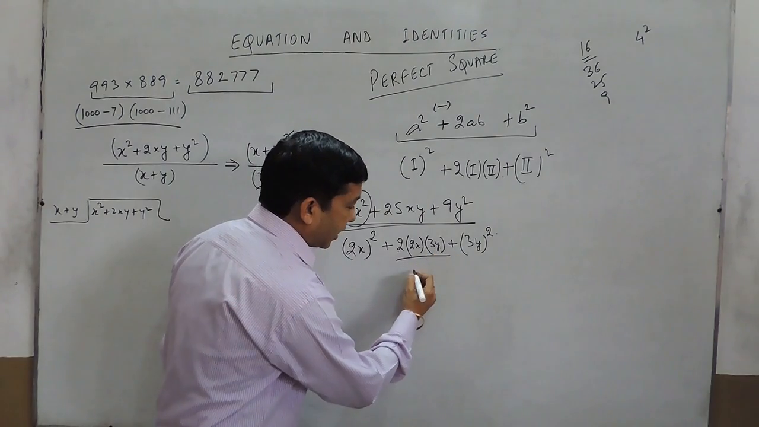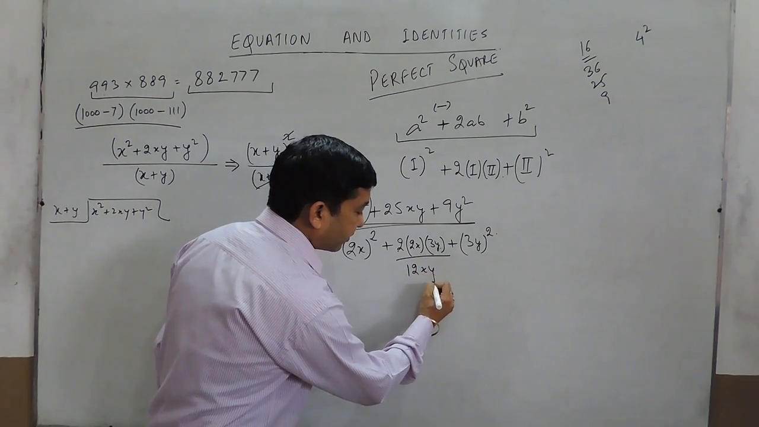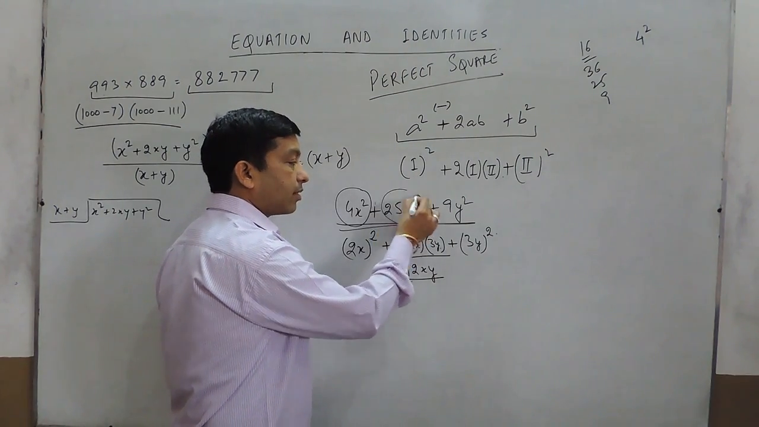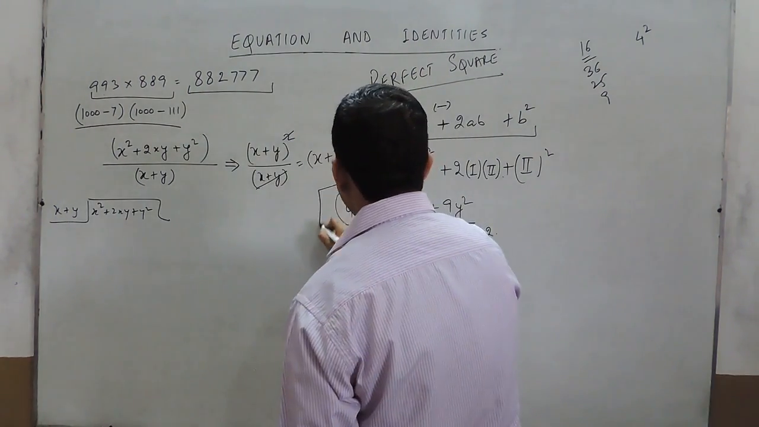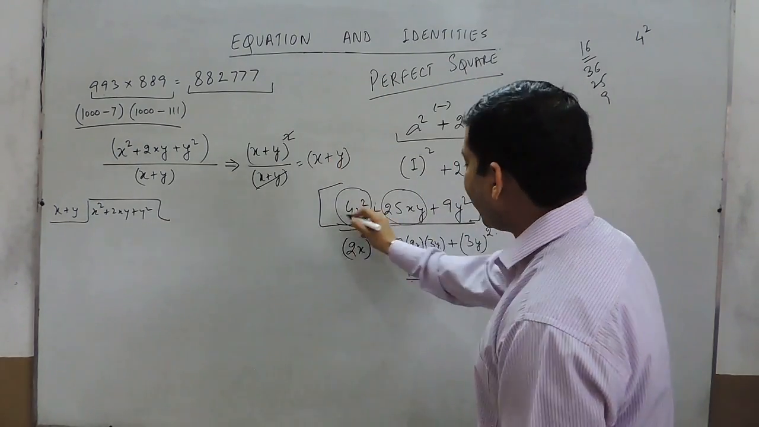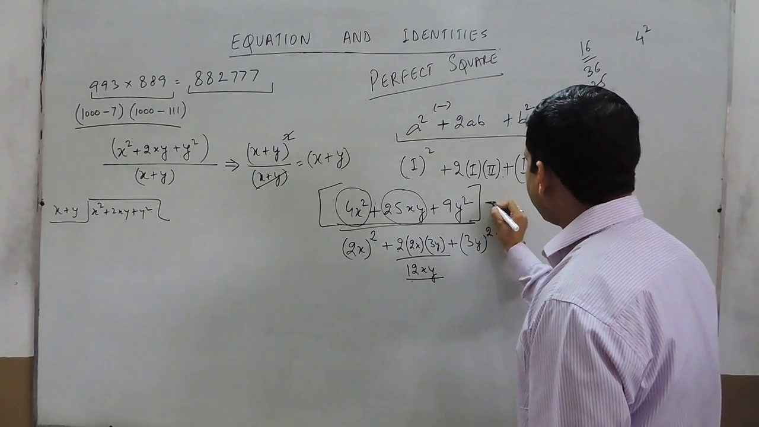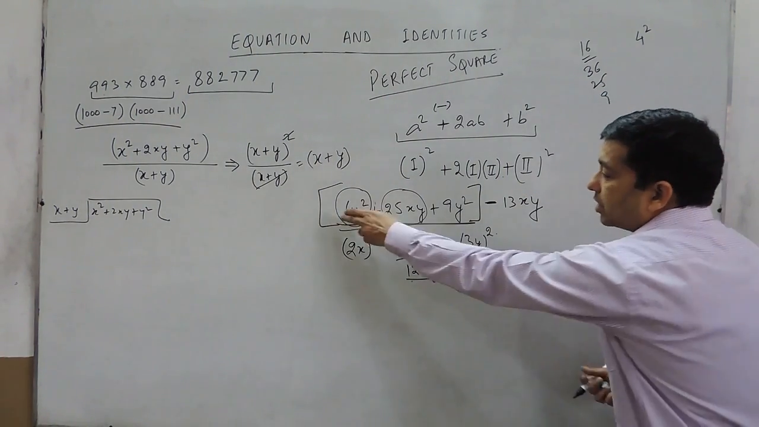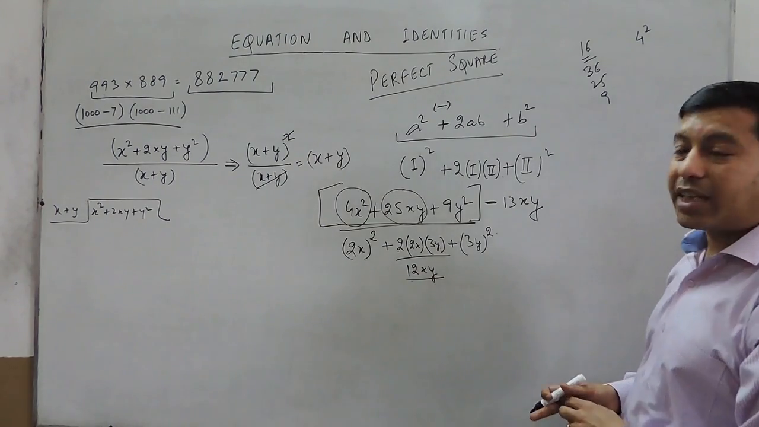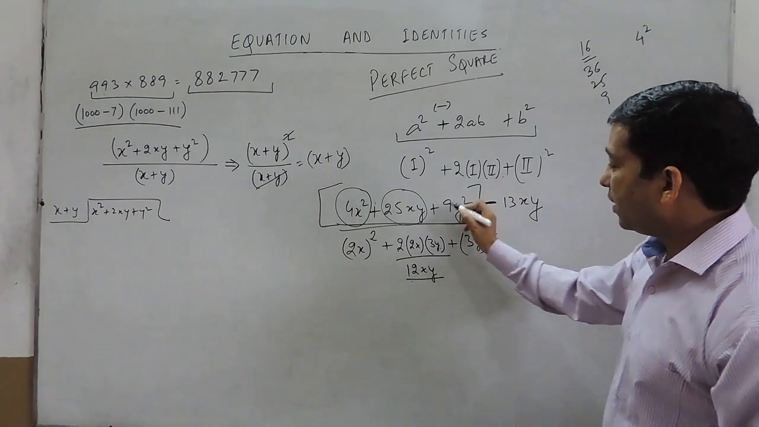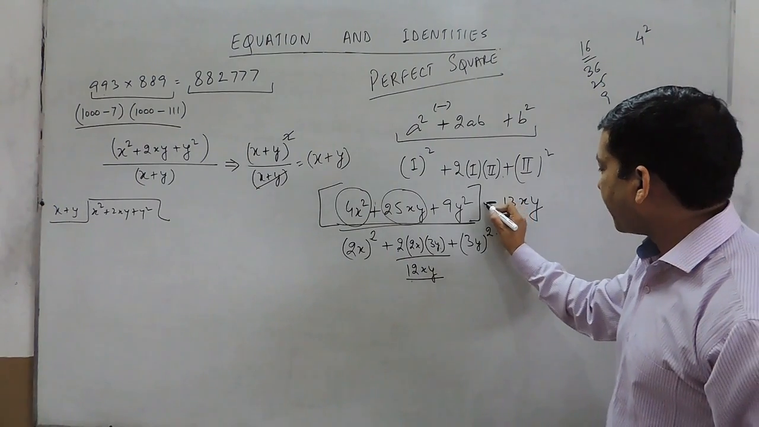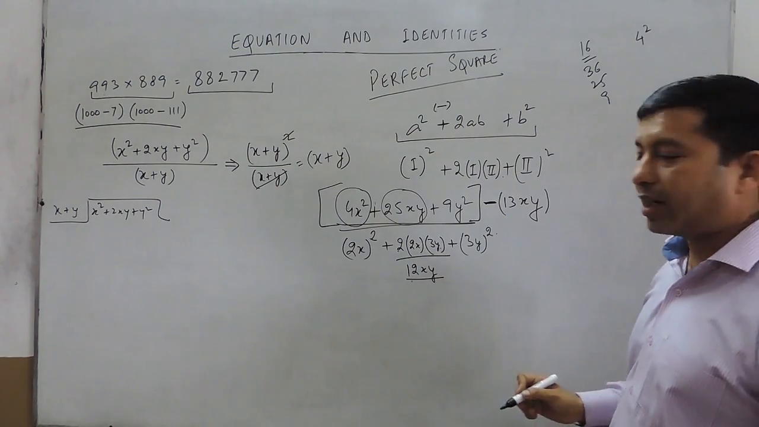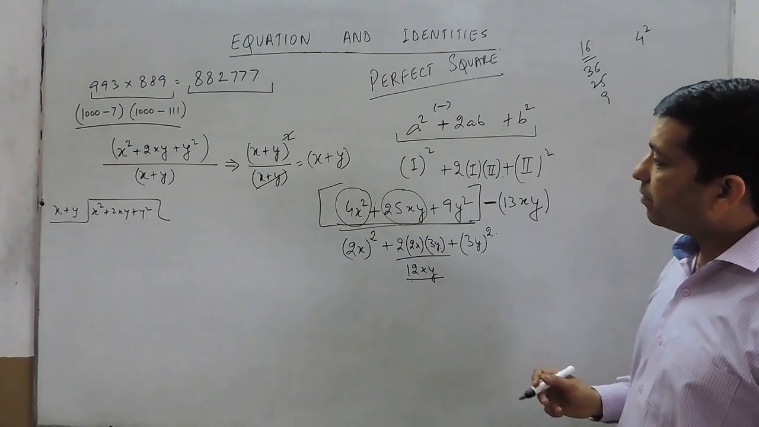If we multiply these three, it will come out to be 12xy. But instead of 12xy, we have 25xy. So if from this algebraic expression I subtract 13xy, then this will become a perfect square. So basically, this was not a perfect square. If we subtract a monomial 13xy from this expression, then it will become a perfect square.